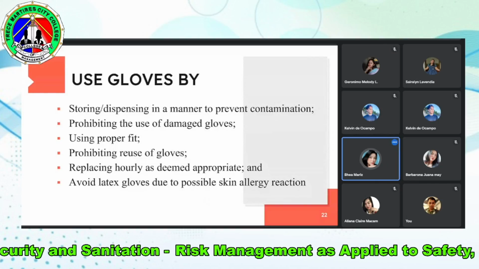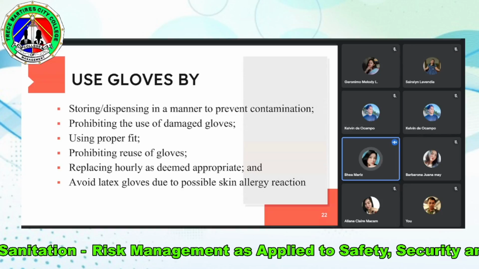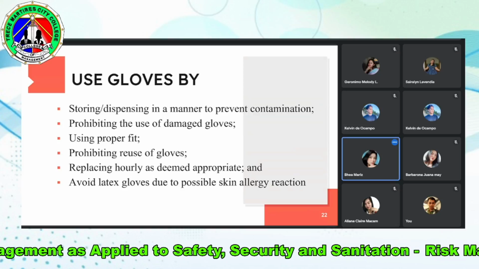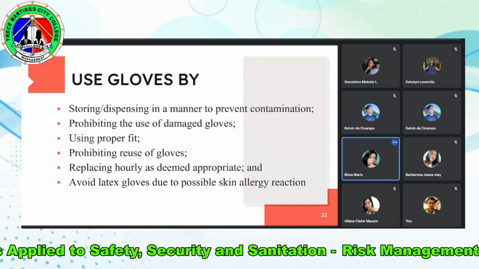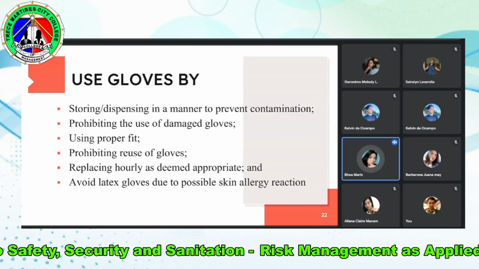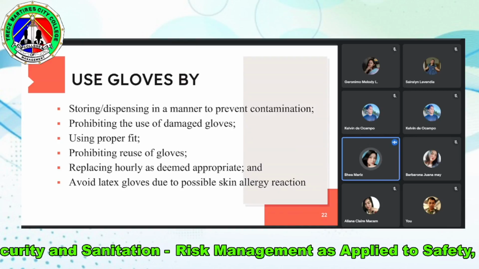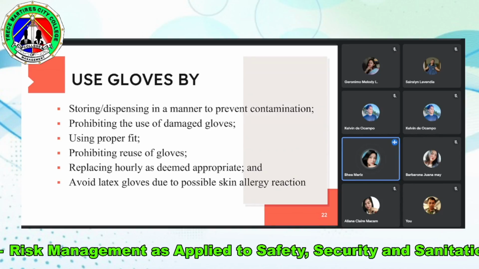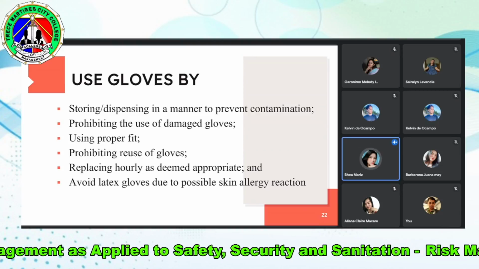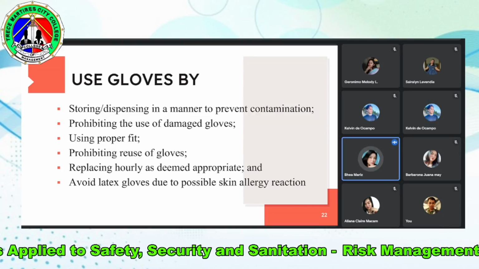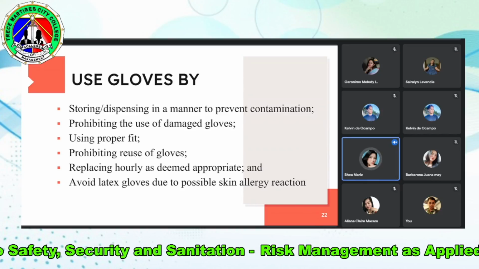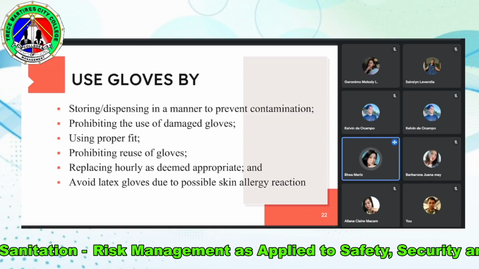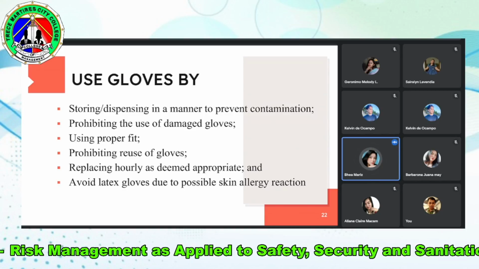Use gloves by storing or dispensing them in a manner that prevents contamination. Always cleaning and disinfecting our hands or wearing gloves on hands is a main way to protect hands and foods, especially in a food making factory or food market. Workers are needed to both clean and disinfect hands, then wear gloves. I suggest using disposable gloves to avoid cross-infection between foods.